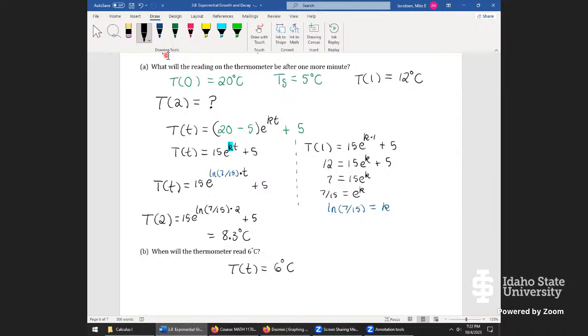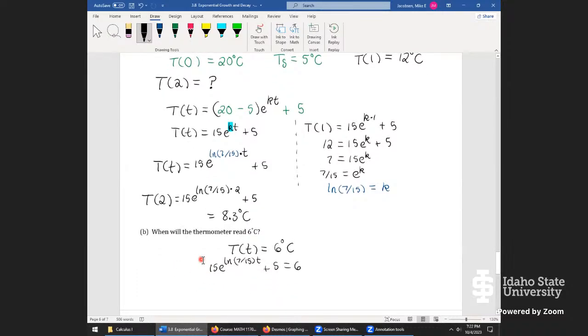The moment we do that, we can go back up and substitute temperature at time t for that full equation. It's 15 e to the natural log 7/15 times t plus 5 equals 6. So that's our equation to solve. Really fast, actually. Subtract 5 from both sides, divide by 15, and you'll get this as a result.